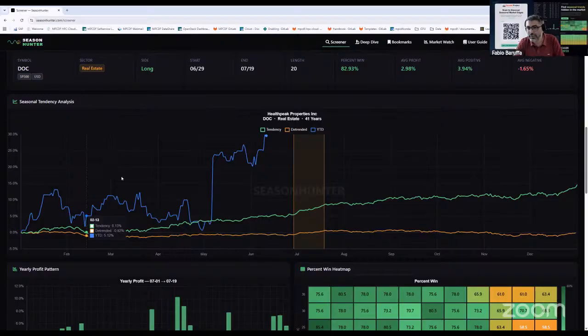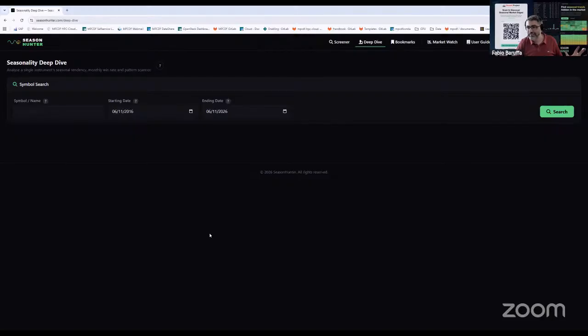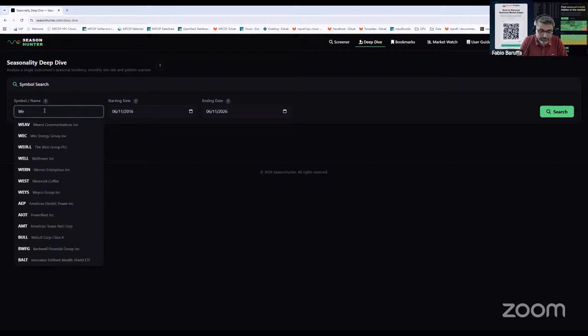I just want to show you another interesting tool we have built in the platform, and this is called Deep Dive. The deep dive is very easy to use. You just have a symbol, you put the starting date, the ending date, and then the calculation happens. For example, you have a ticker and you want to analyze all the possible seasonal patterns for it.